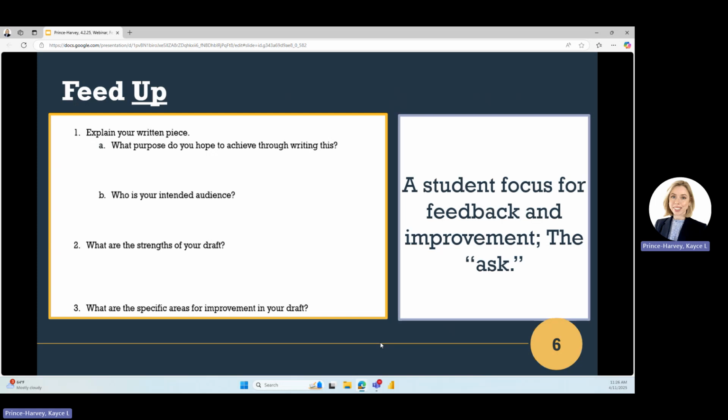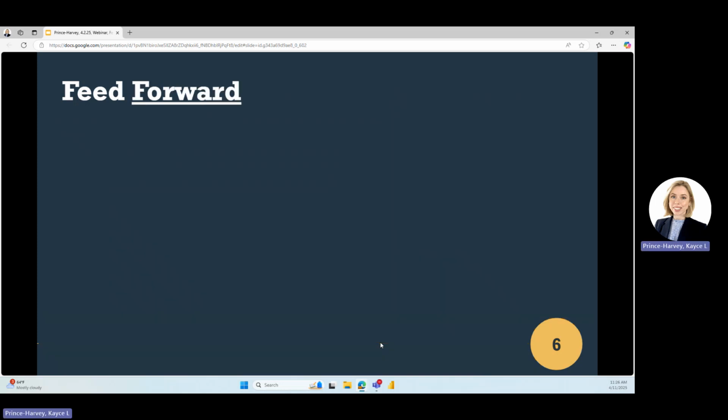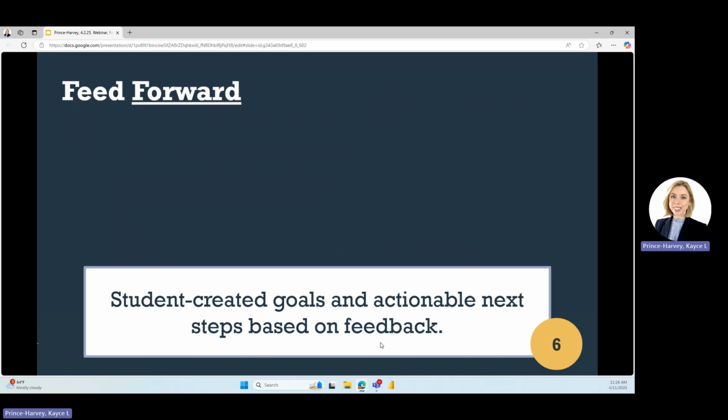The student reflecting, focusing on their feedback, and providing the ask for what they should be improving. We also have a feed forward. So the feed forward is a student-created goal and actionable next steps based on the feedback they've received. So if one of our norms is that the feedback we give should be actionable, that only works if the students have action steps planned.